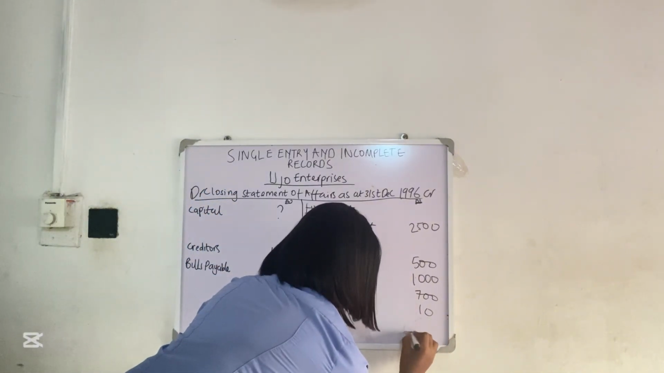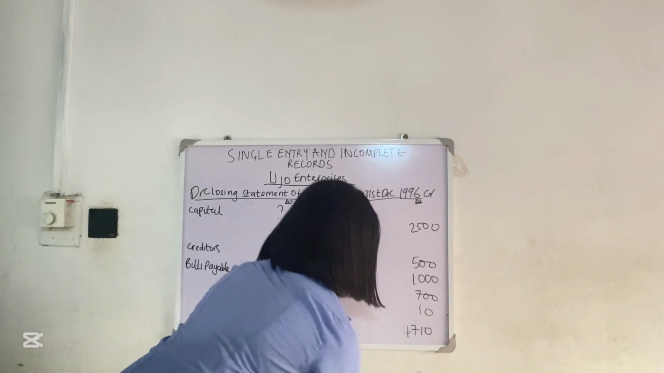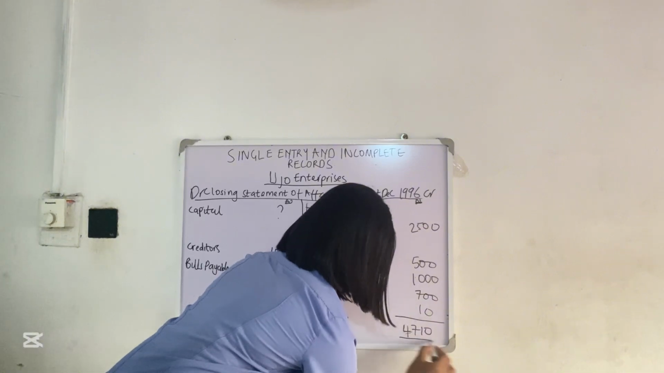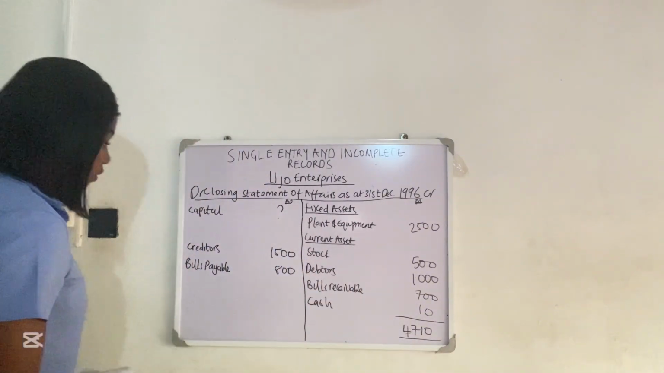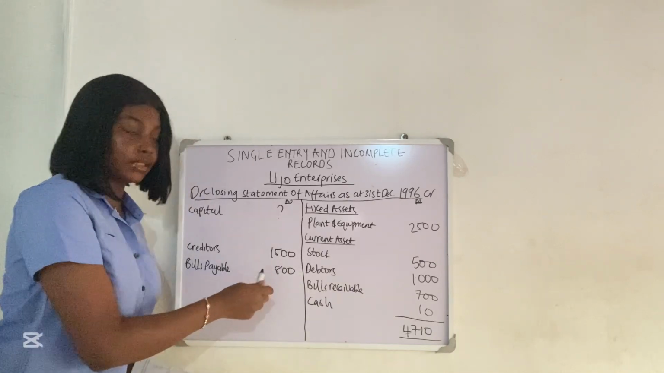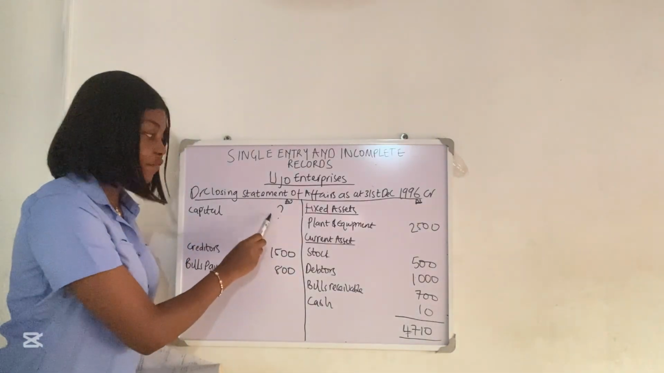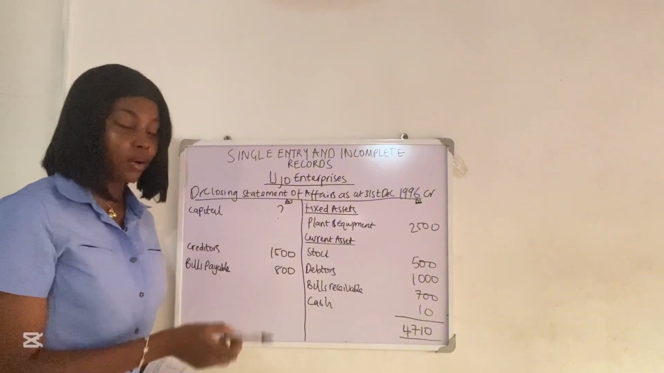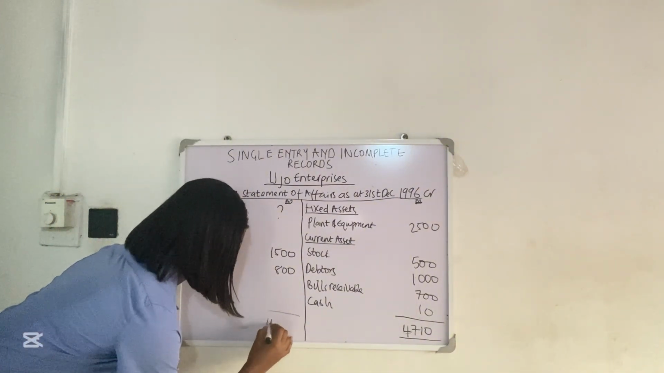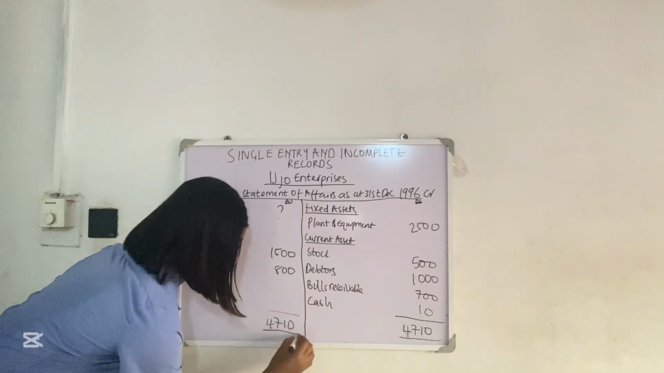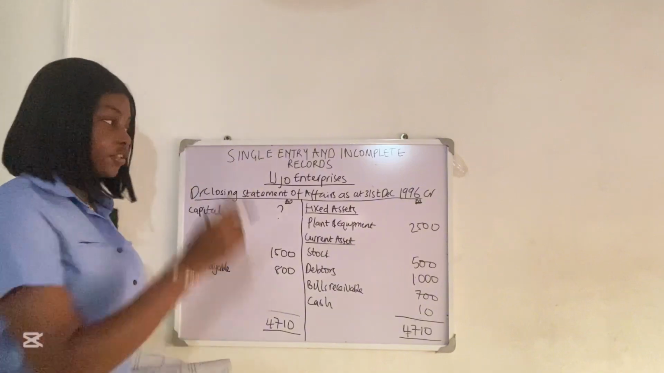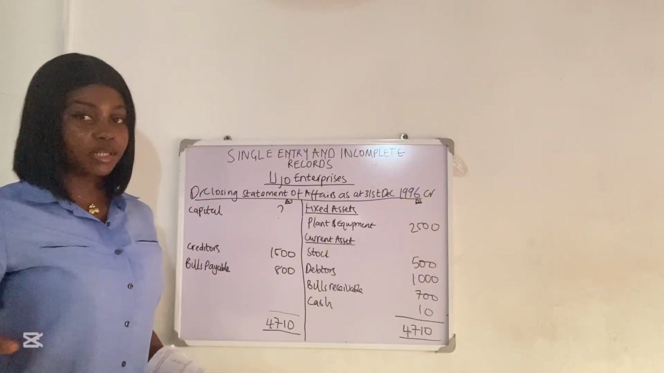I thought I would need a calculator, but it doesn't actually need one. So 4710. Obviously, from looking at the two figures, you know that this side is bigger than this side, so we'll be able to get our balancing figure. Our balancing figure will then become our capital. I always made mistakes in secondary school on this balancing stuff. I'd write the total and write balance carried down, but it's actually the figure you're looking for that will serve as your balancing figure.